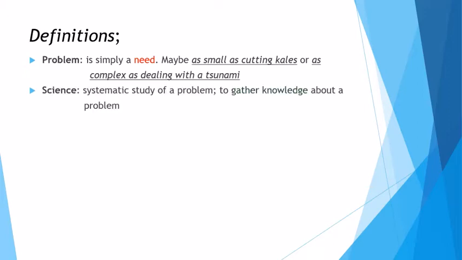The second definition is science. Science is a very broad subject, in this matter. I will define science as a systematic study of a problem, in order to gather knowledge surrounding that problem, to try and design a solution. That process of studying a problem is what we refer to as science.